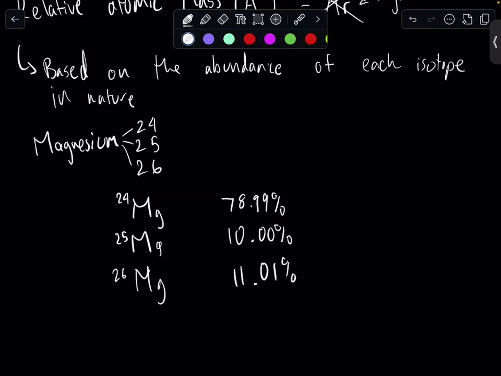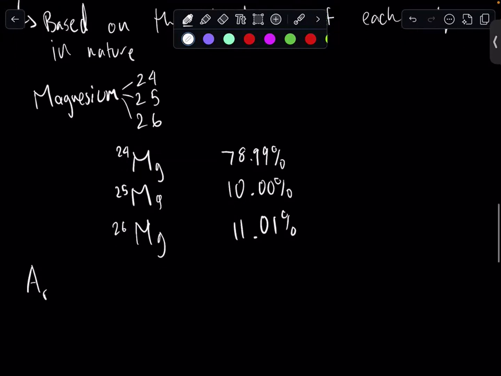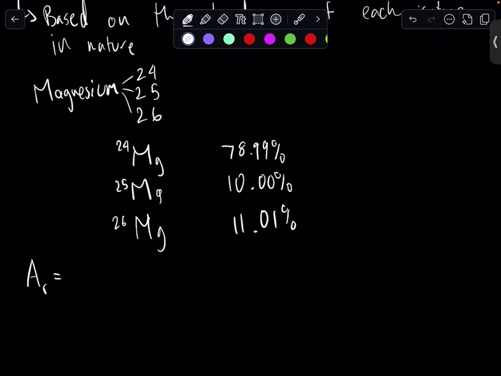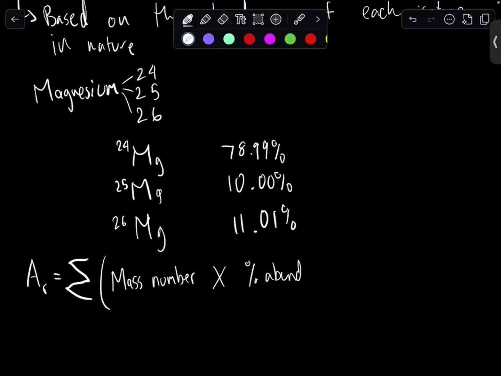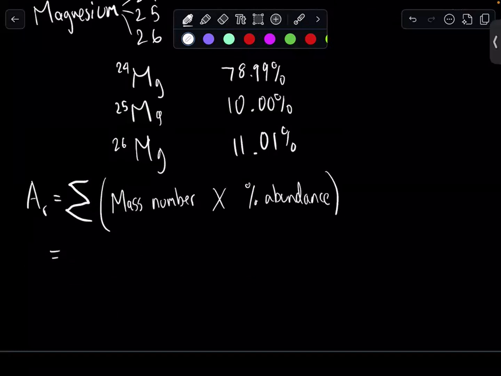So to find the relative atomic mass, I'm going to give you an equation and then explain it. The relative atomic mass is the sum, so I'm using the symbol for sum, of the mass number times the percent abundance of each isotope. So what that basically means is our mass number of magnesium 24 is 24, and we're going to multiply that by its percent.